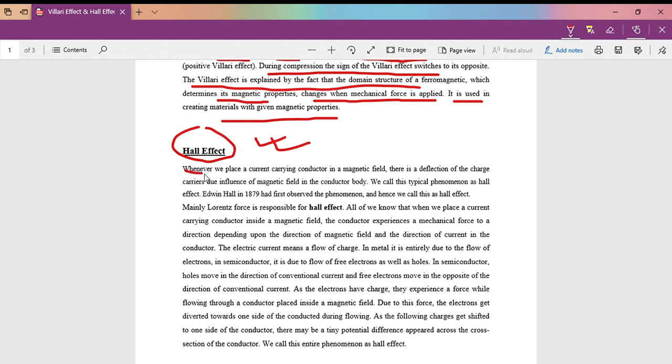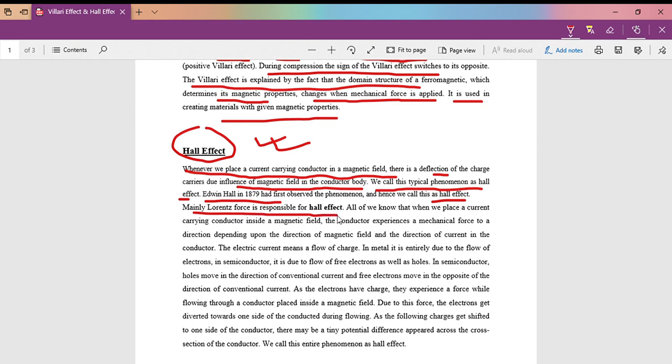Now, whenever, as it is written here, we place a current carrying conductor in a magnetic field, what happens? There is a deflection of charge carriers due to the influence of the magnetic field in the conductor body. There will be an external force which will act on the current carrying conductor. This is the basic thing. And this typical phenomenon is referred to as the Hall effect, after its inventor, Edwin Hall. Clear? This is the Hall effect. Mainly, Lorentz force is responsible for the Hall effect.